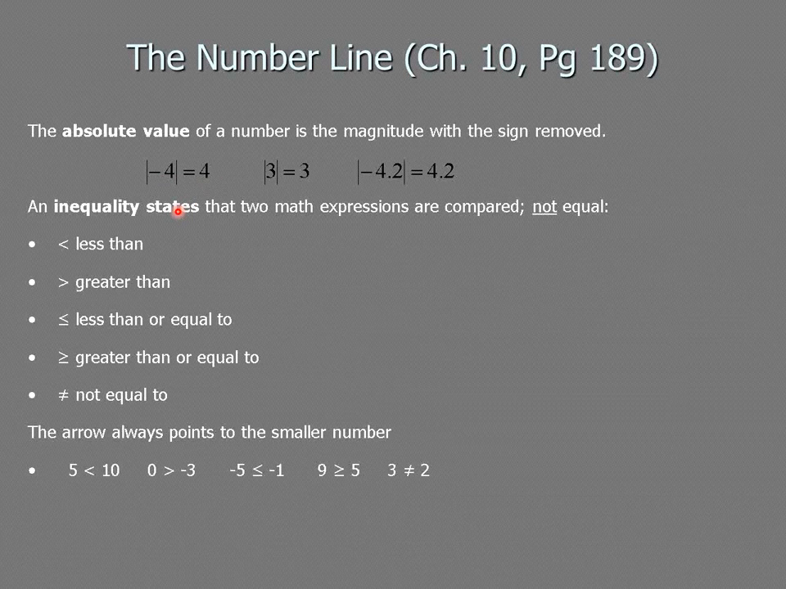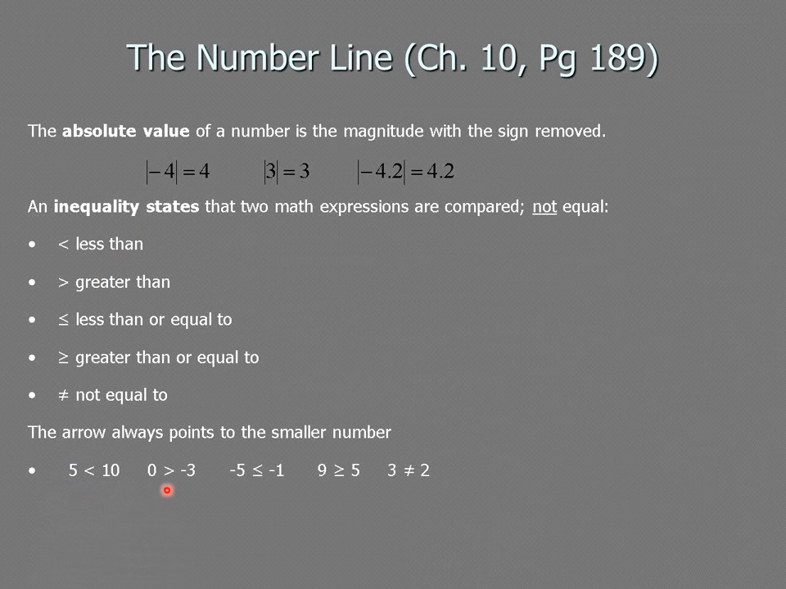So there are several other symbols which we use in mathematics to compare two numbers. Some of the symbols are here: less than, greater than, less than or equal, greater than or equal, not equal, okay? Now for an example, let's say I wrote 5 smaller than or less than 10. That means 5 is smaller, right? Because it's on the left side of 10 on the number line, right?